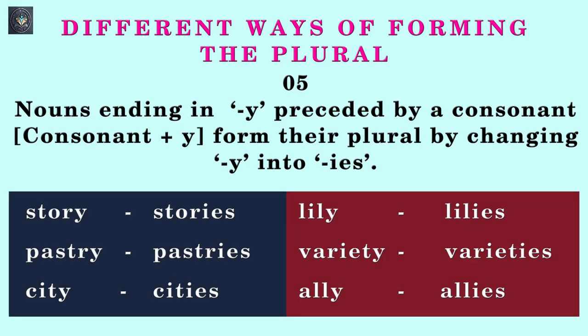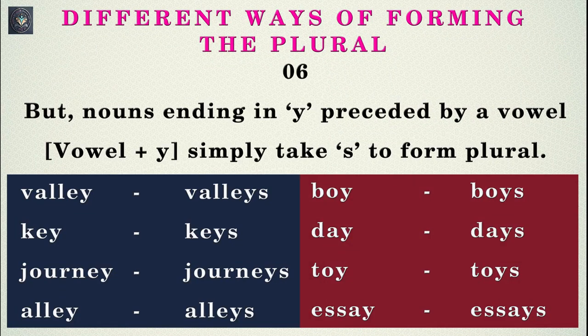Rule number 5. Nouns ending in y preceded by a consonant form their plural by changing y into ies. Like story, stories. Pastry, pastries. City, cities. Lily, lilies. Variety, varieties. Ally, allies. Rule number 6. But nouns ending in y preceded by a vowel simply take s to form plural. Valley, valleys. Key, keys. Journey, journeys. Alley, alleys. Boy, boys. Day, days. Toy, toys. Essay, essays.